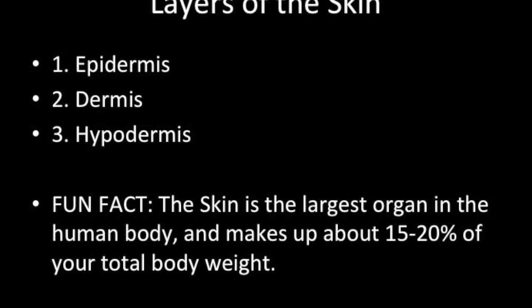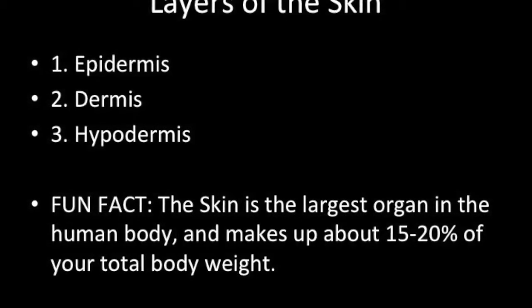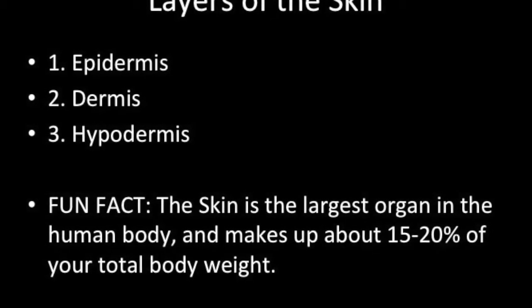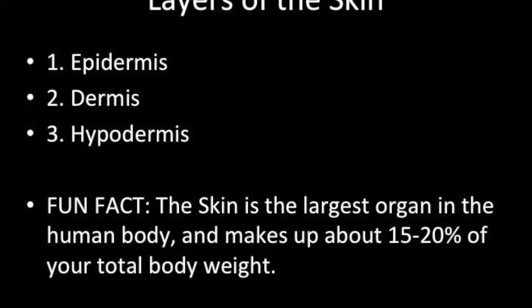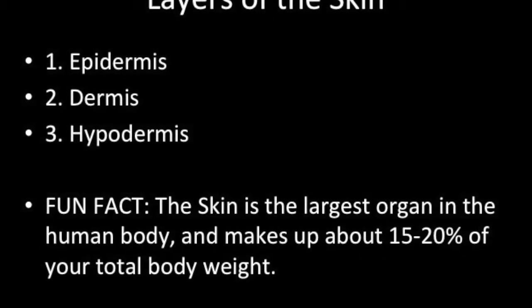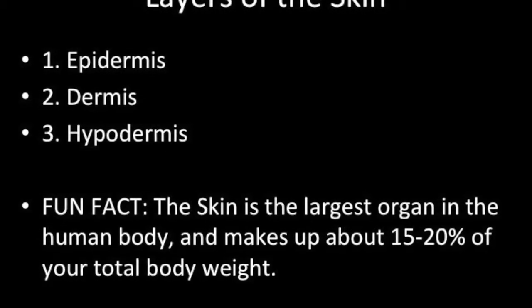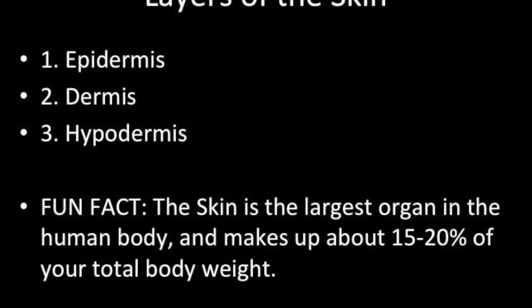There are 3 layers of the skin. The first one is the epidermis. The epidermis is the outermost layer of our skin and serves to protect, absorb nutrients, and maintain homeostasis. It is an avascular region, so it does not contain any blood or blood vessels. And it is made up of 3 main types of cells and arranged into 4 layers.